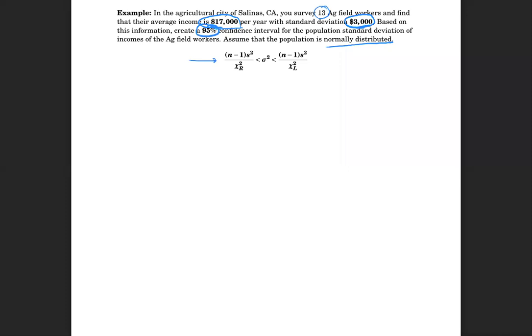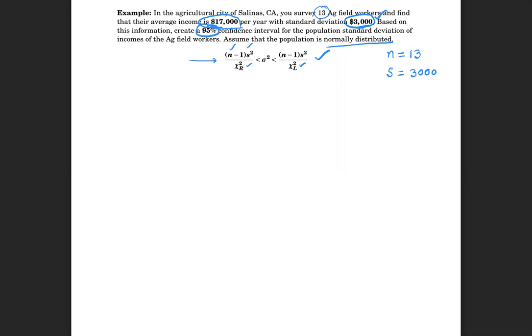Now we have to first find the confidence interval for population variance, which is sigma square, and then we take the square root. Let me fill in the blanks here. We have n, s, chi-square sub R and chi-square sub L. N is the number of people you surveyed, which is 13. S is the standard deviation of the sample, which is 3,000, given to you here.